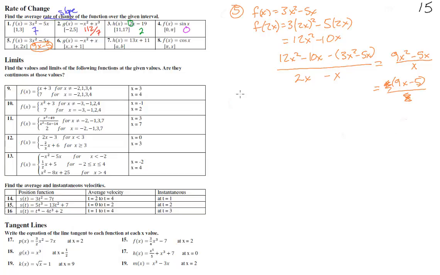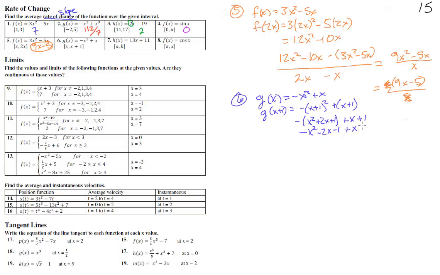Number 6. G of x. So we're going to stick in x first. That's a nice easy one. Negative x squared plus x. Good. And now we're going to stick in x plus 1. Negative, x plus 1 squared plus x plus 1. Alrighty. What does that equal there? This is negative, x squared plus 2x plus 1, plus the x plus 1. Those parentheses aren't doing much. And then that goes in: negative x squared minus 2x minus 1 plus x plus 1. And those cancel. And it equals negative x squared minus x. So when we stick in x plus 1 into the function, this becomes the function right here.